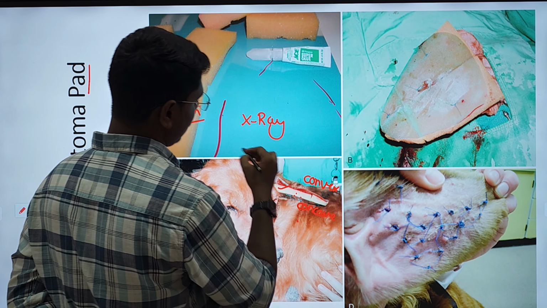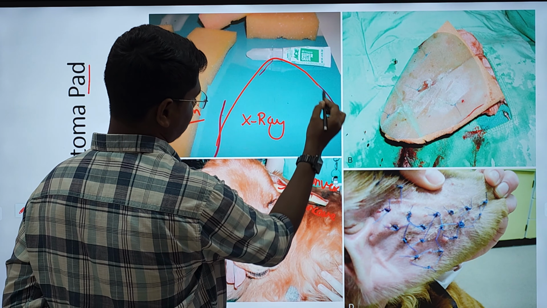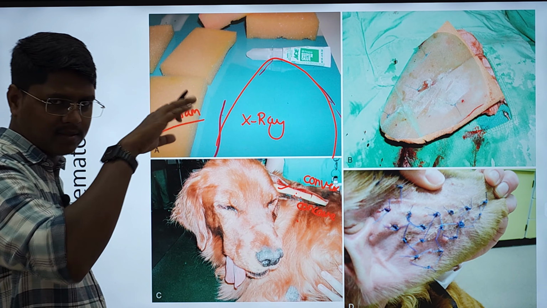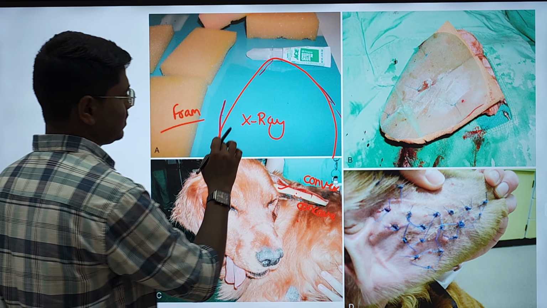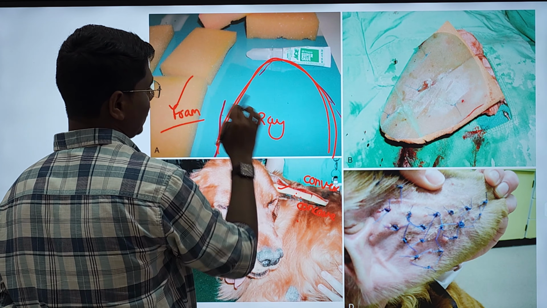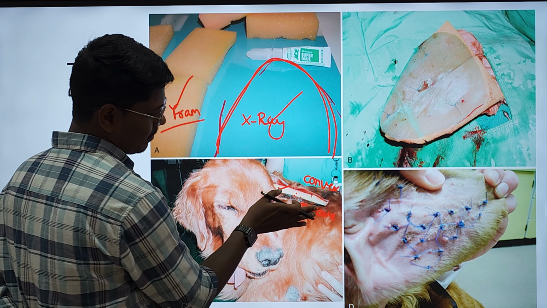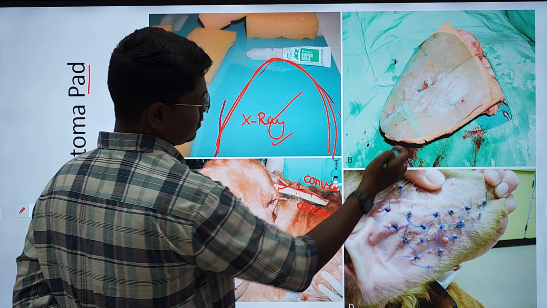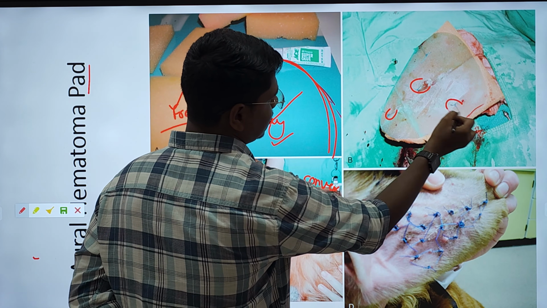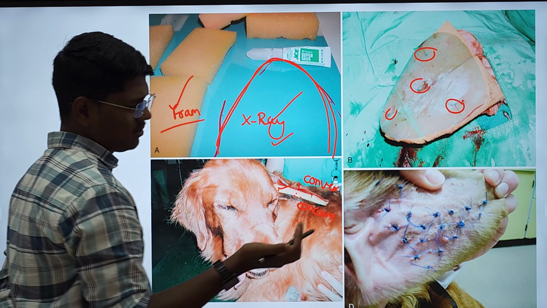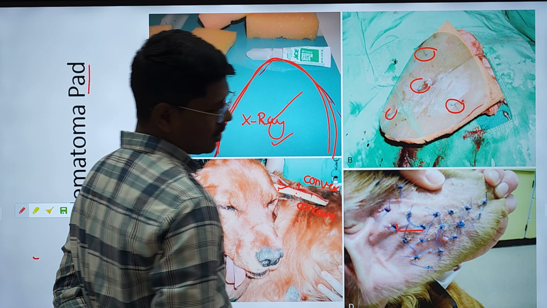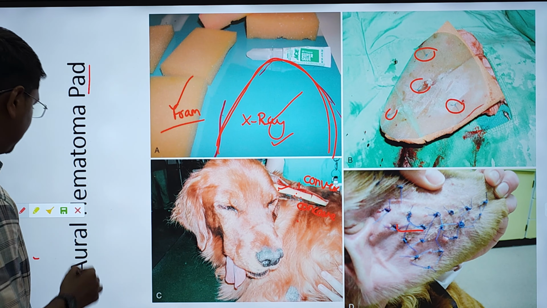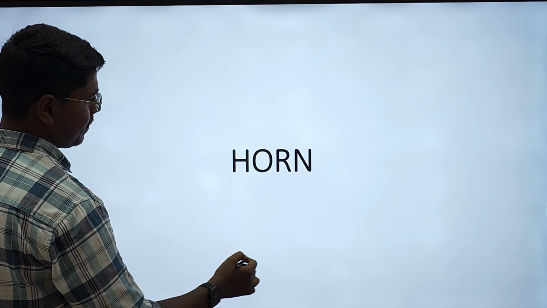First you have to cut the desired length, whatever you measure. Both the foam and the film should be cut. First apply the foam, then apply this film and suture it. Place 2-3 sutures. Now it's done. This is the suture on the final day. This is the aural hematoma pad.